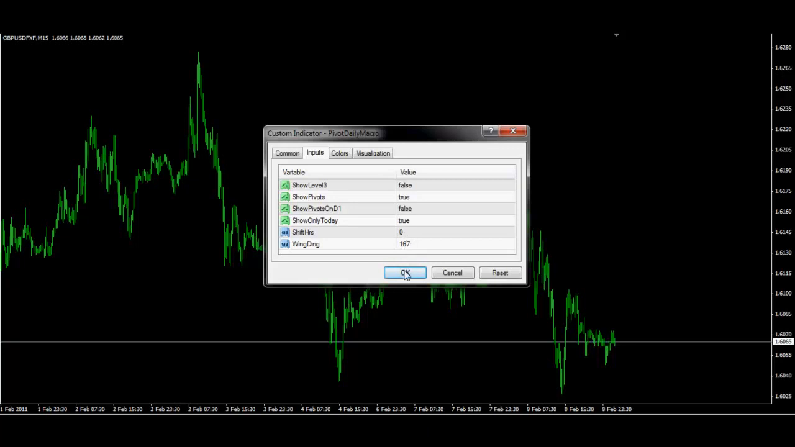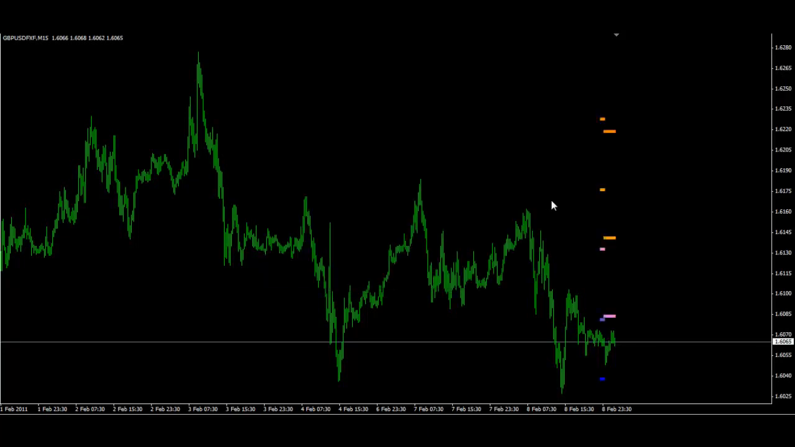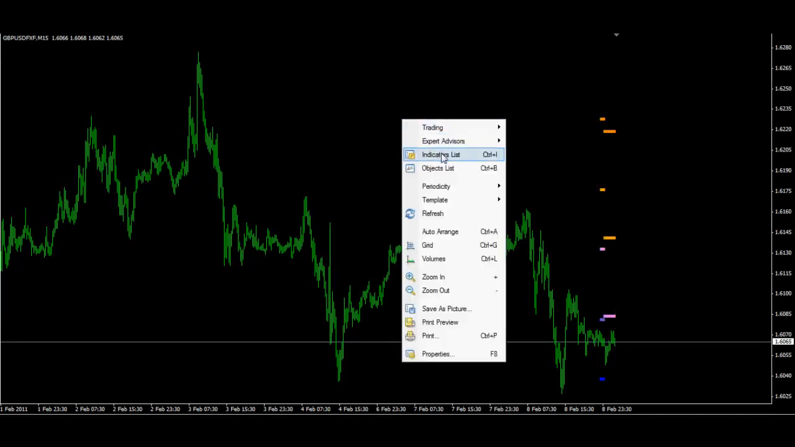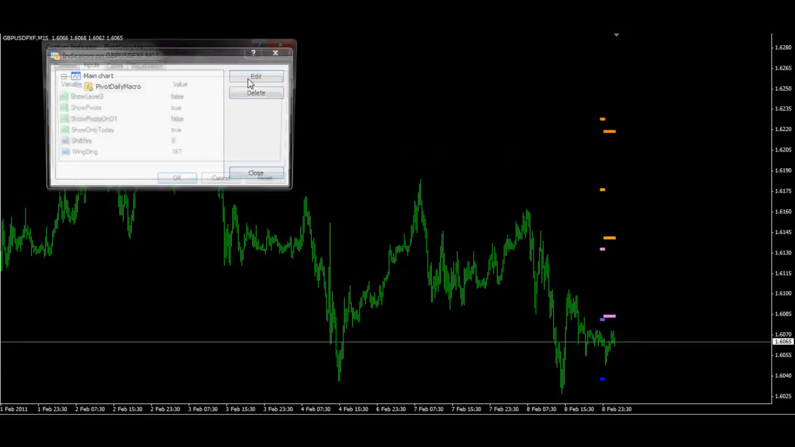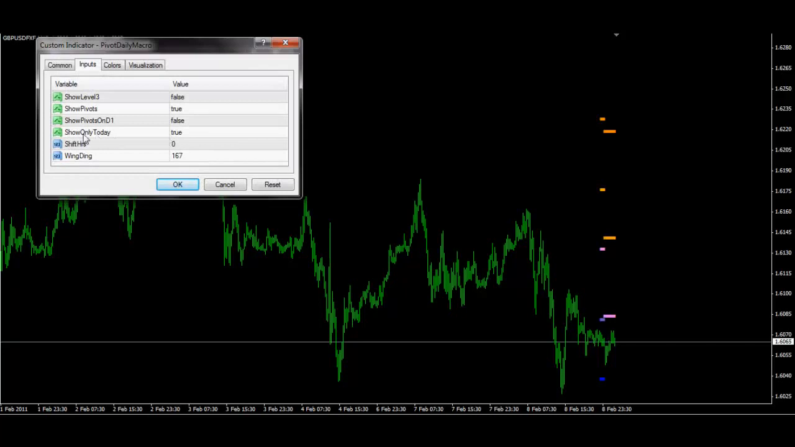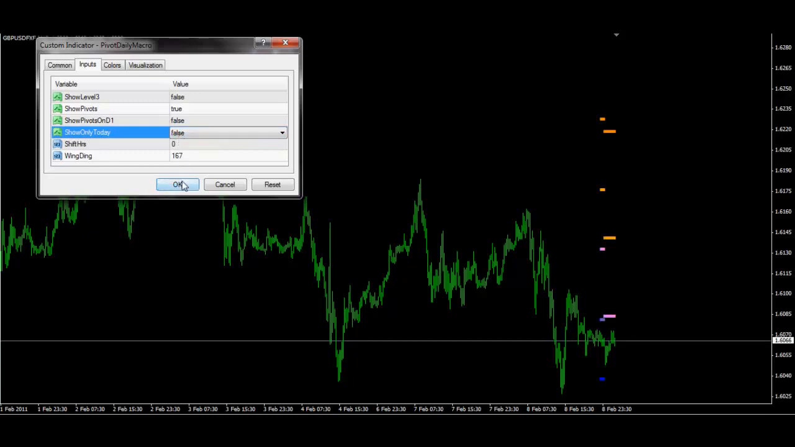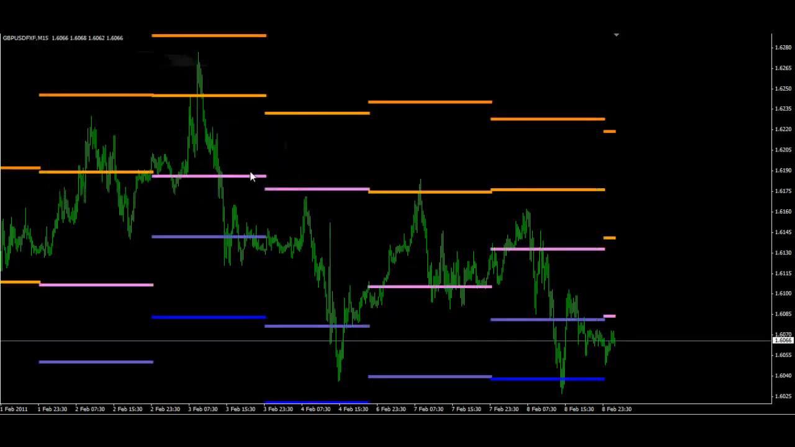Okay, so let's plot that now. Okay, this is what you see for the GMT pivots. Let's go back into that, so we're highlighting not just today, but all the previous sessions. So that means you got to go to show only today. Right now it's set to true. I'm going to toggle that to false, and that will populate your chart with all of GMT pivots for as much as your data can download.